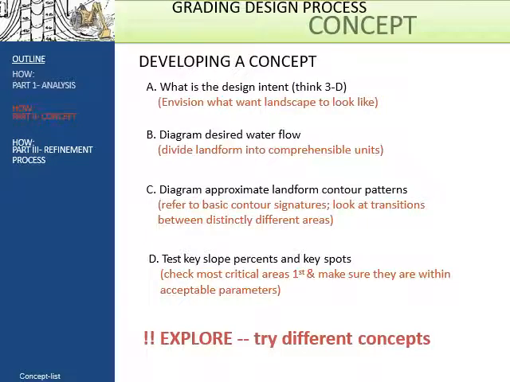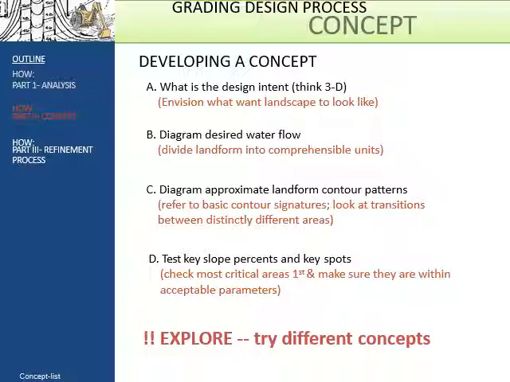So a couple of steps we're going to lead you through in developing a concept. They're really pretty straightforward. First, what is the design intent? You have to be able to think 3D. You have to envision what you want the landscape to look like. And to do that, you actually have to draw. Second, what is the desired water flow? Where do you want the water to go? And sometimes more importantly, where do you not want the water to go? So to do this, you're going to have to divide the site up into smaller units. And again, this is a drawing you're going to do.